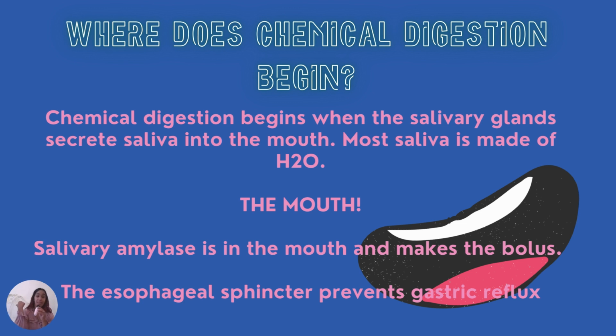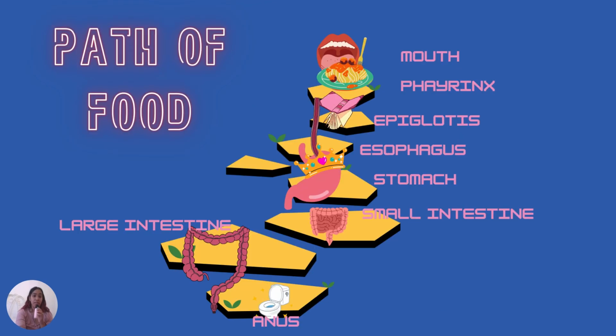And the esophageal sphincter is what prevents gastric reflux from happening, so all that coming back up. So just be mindful of that. Here's the path of food. You have the mouth and then you have the pharynx.